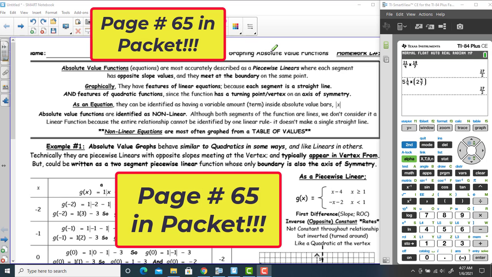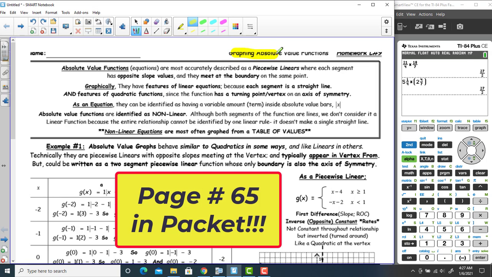Today I want to take you through the homework for graphing absolute value functions. Absolute value functions are equations that are most accurately described as piecewise linears. They're technically two linears being put together and meeting at a vertex. Each side of the linear equation is going to have an opposite slope of the other side. So if one were going up 1 and over 1, the other side would be going down 1 and over 1, and they would meet at a boundary where the vertex happens.